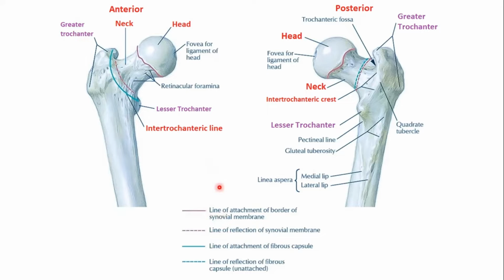This line is for the attachment of the border of the synovial membrane, this reddish line. Here you could see this is one line, and this is another greenish line. You could see here the line for the attachment of the fibrous capsule, right?